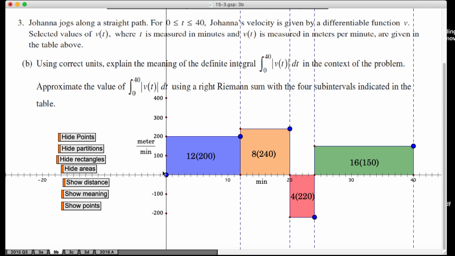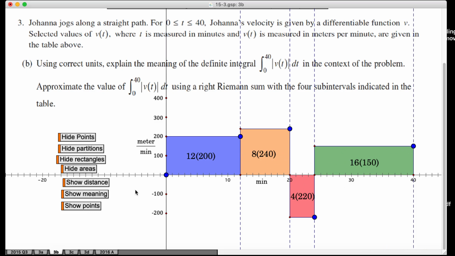So the area of the rectangle, this would be 12. The height is 200. So I just multiply those. And this one here, going from 12 to 20 is 8. And the height was 240. This one goes from 20 to 24. And the height, it goes down to minus 220. But these are areas. And that's what the definite integral of the absolute value means. It means it has to be positive. So therefore, we make it just the area of this rectangle, which is 4 times 220. And this one is going to be from 24 to 40, which is 16. The height is 150.